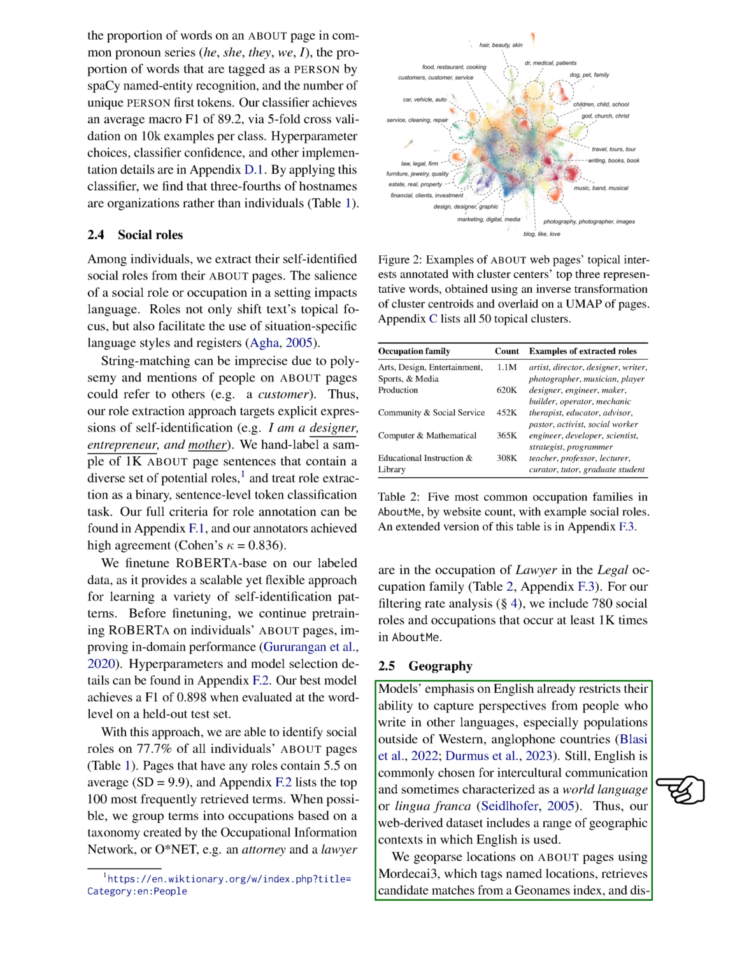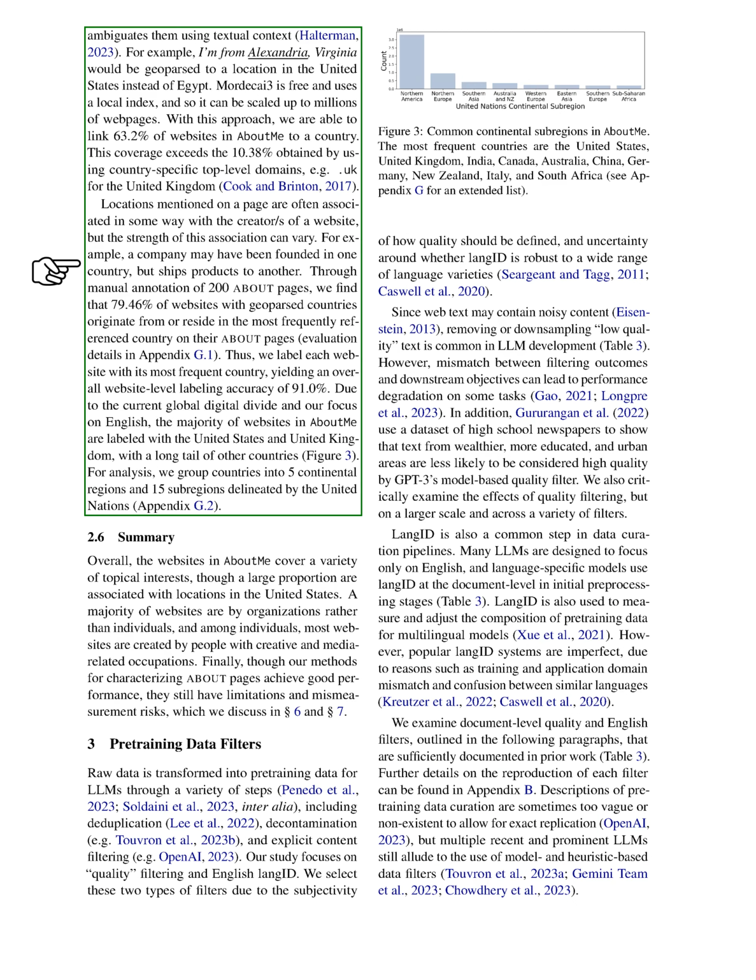We identify locations on About pages using a tool called Mordecai3, which tags named locations, retrieves possible matches from a GeoNames index, and disambiguates them using textual context. For example, "I'm from Alexandria, Virginia" would be identified as a location in the United States instead of Egypt. With this approach, we can link about 63.2% of websites to a country. This coverage is much higher than the 10.38% obtained by using country-specific top-level domains, like .uk for the United Kingdom.